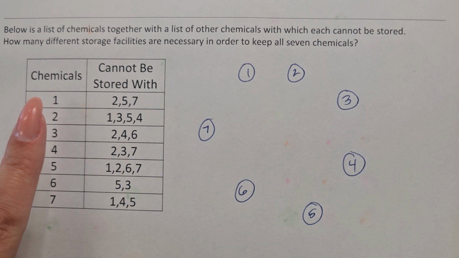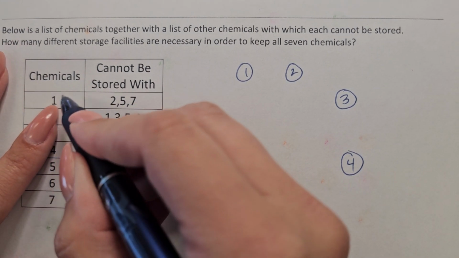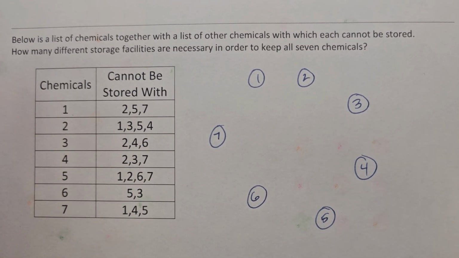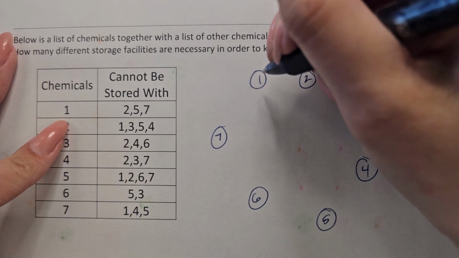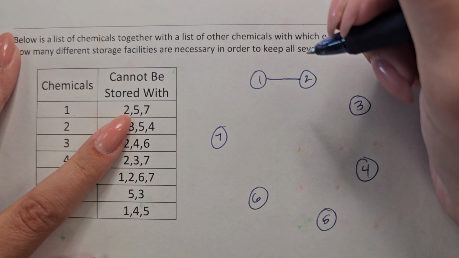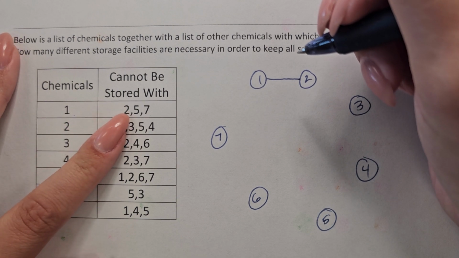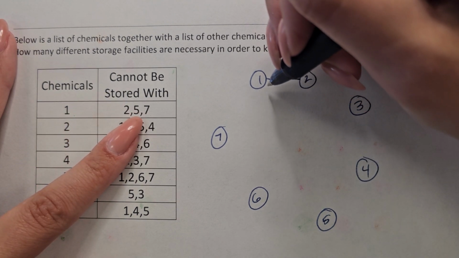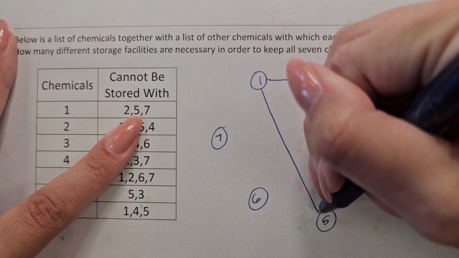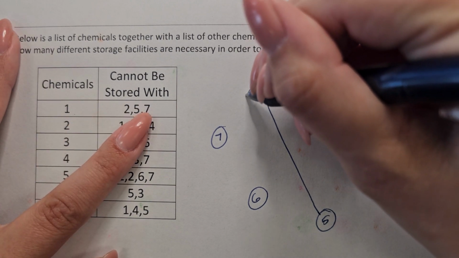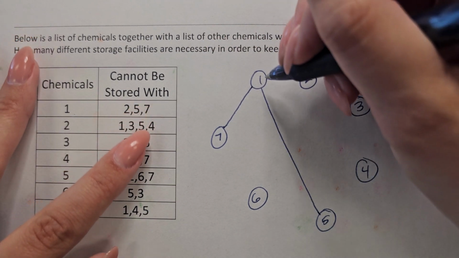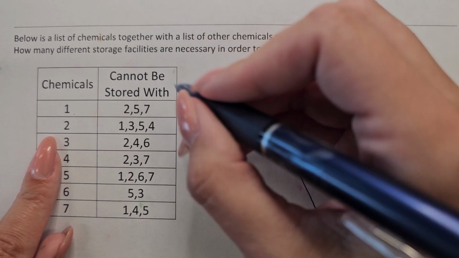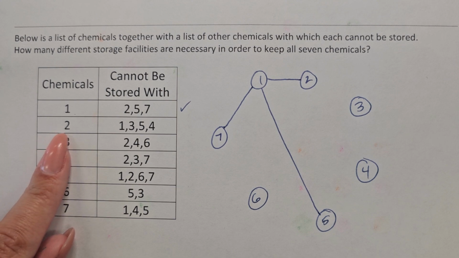So what we want to start with here is looking at chemical 1. Chemical 1 cannot be stored with chemicals 2, 5, and 7 in order to be safely stored. So I want to make a connection between 1 and 2, because 1 cannot be stored with 2, so I know they need to be different colors. 1 also cannot be stored with 5, and 1 also cannot be stored with 7. So with these three numbers, 1 should have 3 connections to 2, 5, and 7. So that list is done.